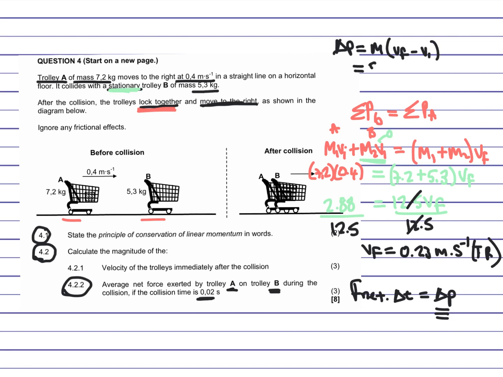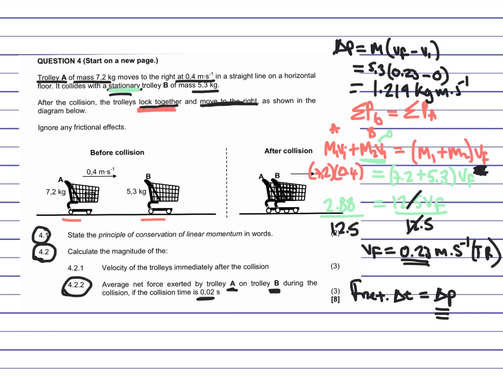Then the mass for trolley B is 5.3. V final, remember they were locked together after collision and moving with the same velocity, which is 0.23. So we have 0.23 minus V initial. Trolley B was stationary before collision, so we put a 0 in there. Then we have 5.3 multiplied by 0.23, and we got 1.219 kg meters per second.